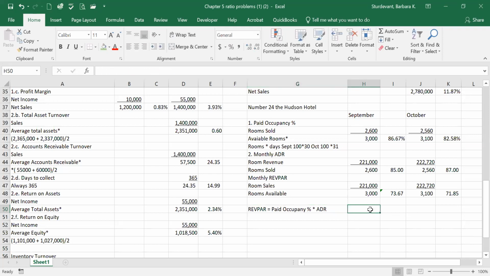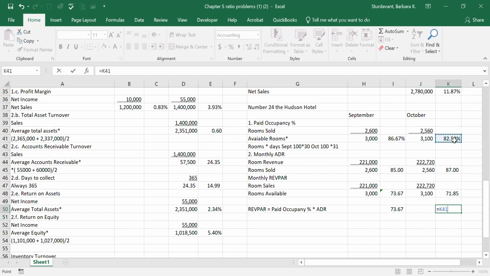So if we wanted to do that, just to check the RevPAR, we would take the 86% and multiply by, comes out the same. Good way to check yourself. Well, it came out okay.